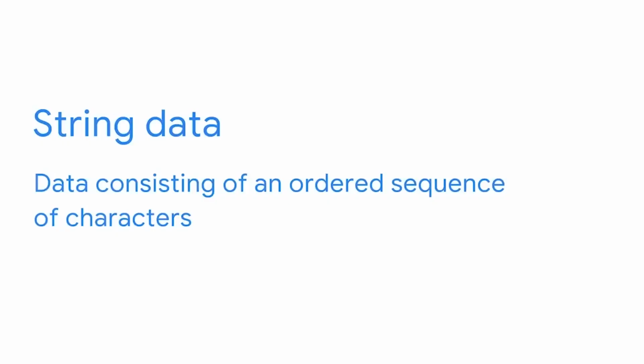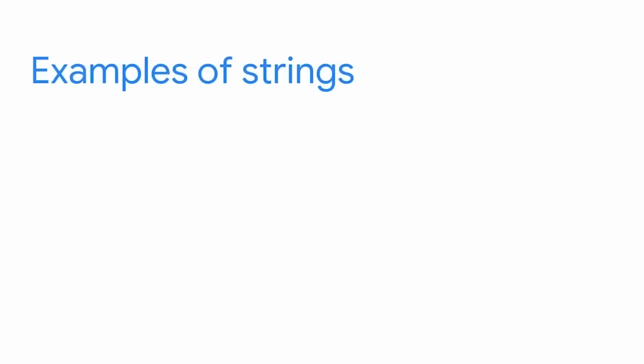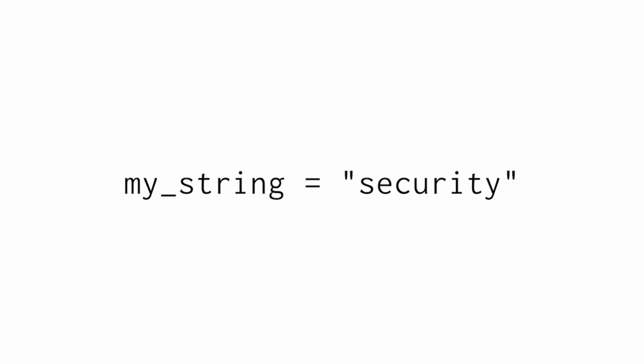We defined string data as data consisting of an ordered sequence of characters. In Python, strings are written in between quotation marks. It's okay to use either double or single quotation marks, but in this course, we've been using double quotation marks. As examples, we have the strings hello, 1, 2, 3, and number 1. We also previously covered variables. Here, the variable myString is currently storing the string security.